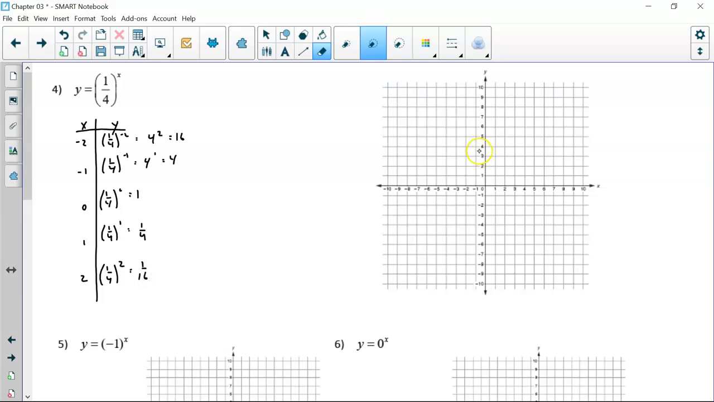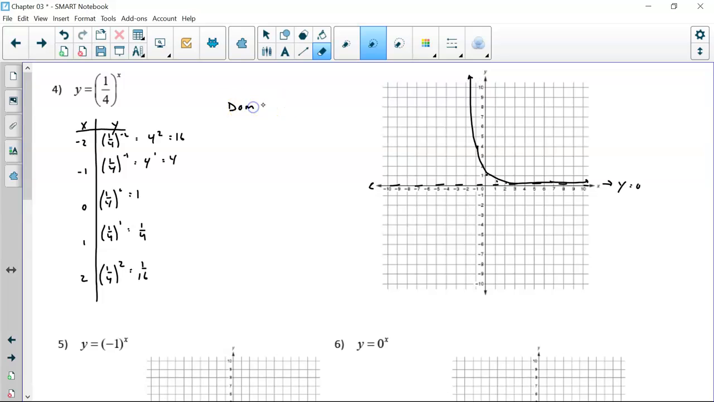So 16 is way off the graph. We're at 4, 1, 1/4, 1/16. So you can see this falls really fast. There's still that horizontal asymptote at y equals 0. So when you draw our graph, it's going to fall sharply and then turn and then never cross that line y equals 0.